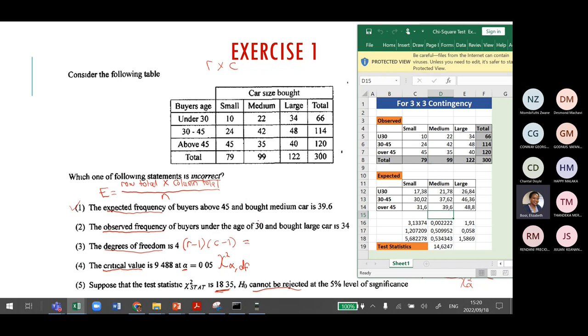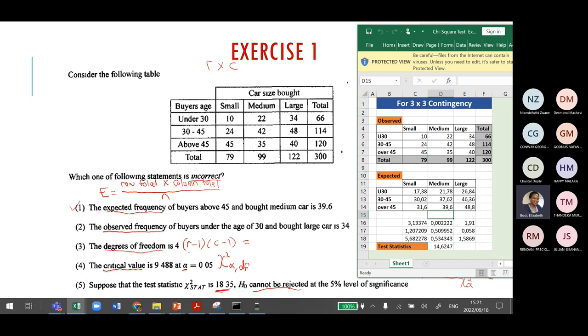Observed buyers under 30 who bought a large car: under 30 and large car is 34, which is correct. The degrees of freedom: how many rows do we have? 3 rows. How many columns? 3 as well. 3 minus 1 is 2, 3 minus 1 is 2, 2 times 2 is 4. So our degrees of freedom is 4.